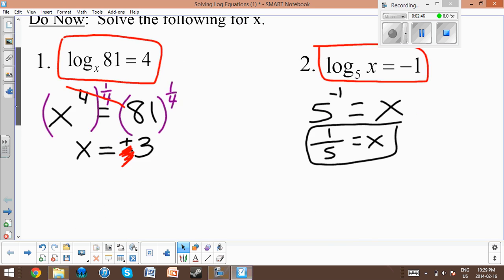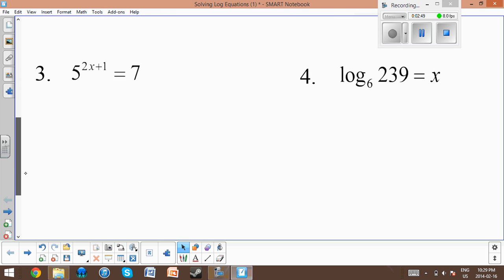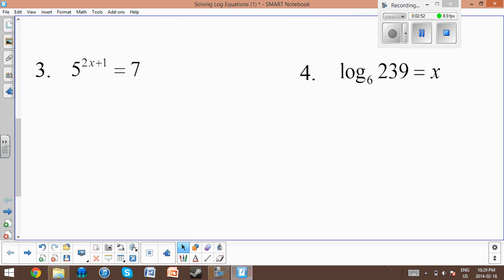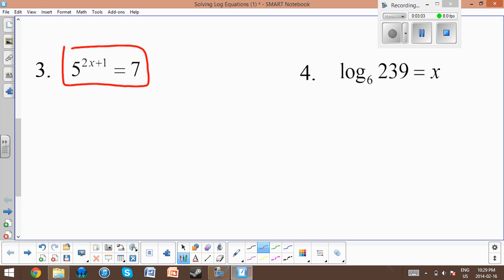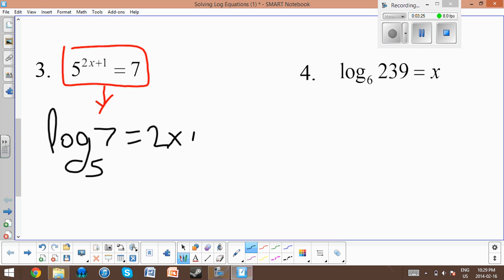Further down, we'll find two more problems that involve converting logs to exponentials. Number 3 has a variable in the exponent, and therefore this would be an exponential equation, and we would have to convert it to a logarithmic equation. And the method is very similar. I usually start with the log of the same base as the exponential, which was base 5, of 7 equals 2x plus 1.